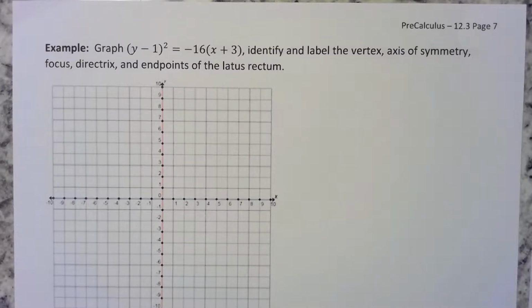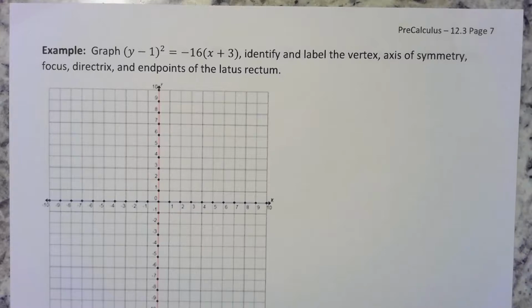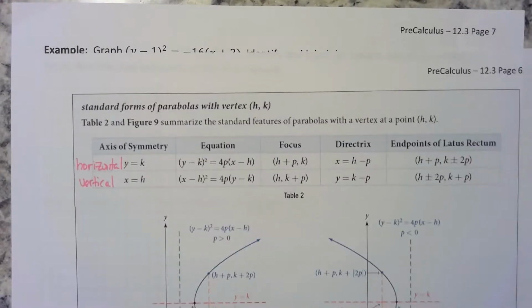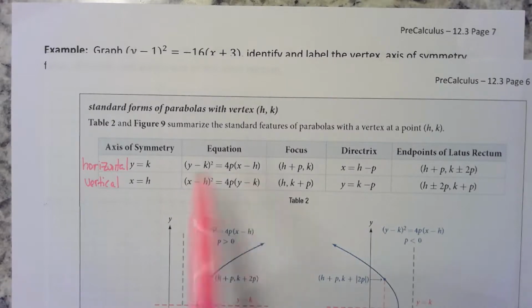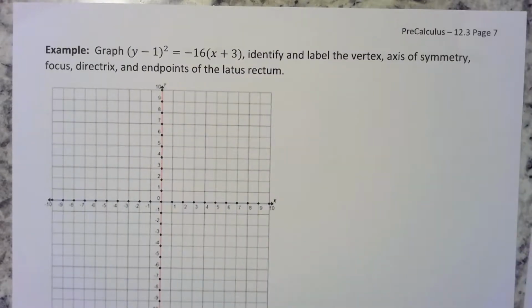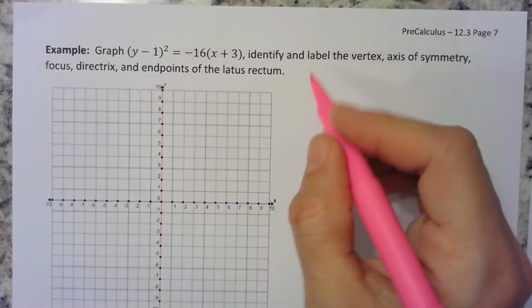Graph this equation, identify and label the vertex, axis of symmetry, focus, directrix, and endpoints of the latus rectum. So looking at this equation, we have y minus 1 all squared. Y minus 1 all squared falls in this category, right? So I'm going to write down everything I know about that particular formula.